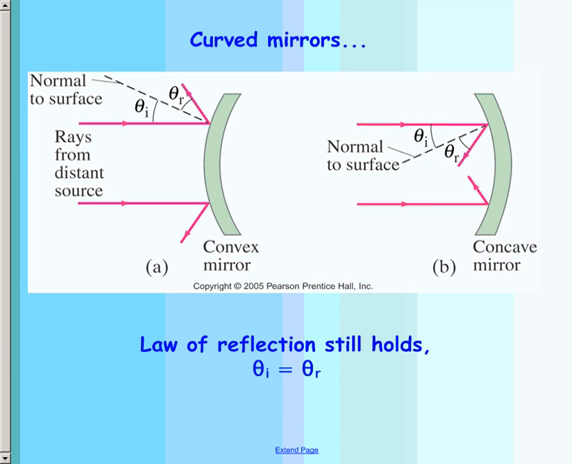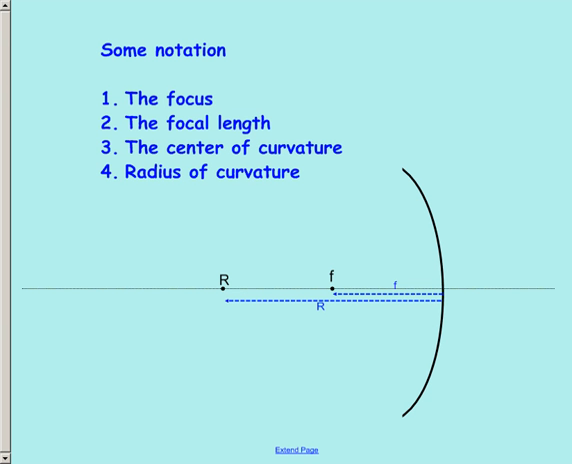Remember, the law of reflection still holds. Angle of incidence equals the angle of reflection. Okay. So a couple things. Here's our first one here. We're going to talk about concave mirrors. Now, here's how you remember. A concave mirror looks like a cave. So it looks like you're shining light into a cave. It's curved kind of in towards you.